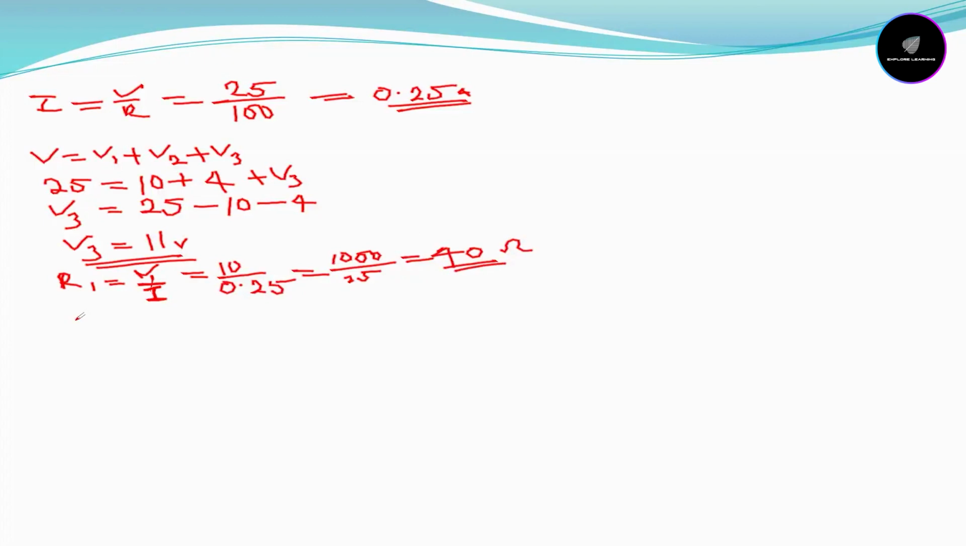Then R2 will be V2 divided by I. Now we know V2 to be equal to 4. So we'll have 4 divided by 0.25. And that will give us 400 divided by 25, which gives us a total of 16. So this is the solution for R2.